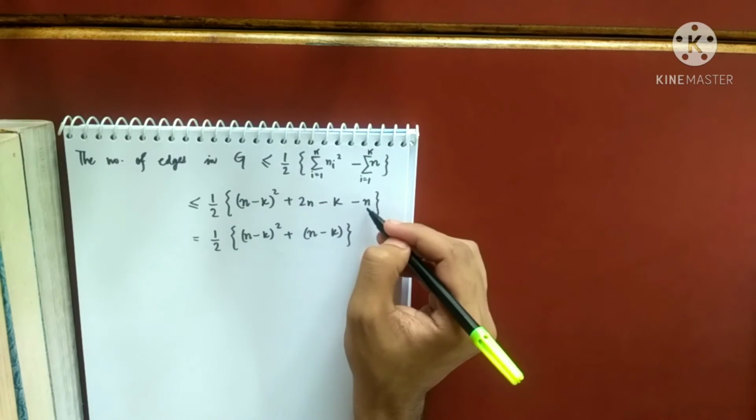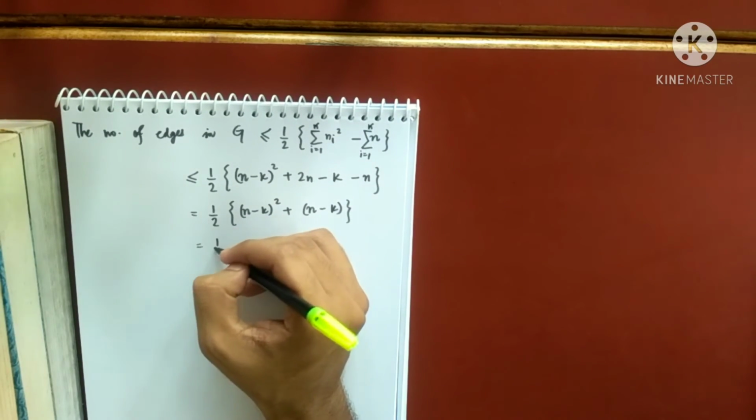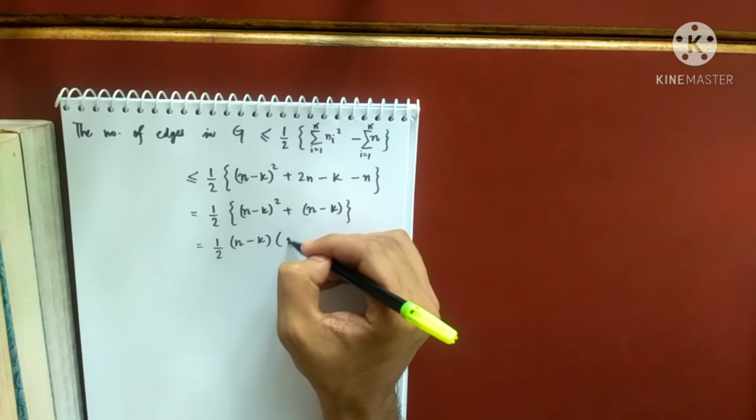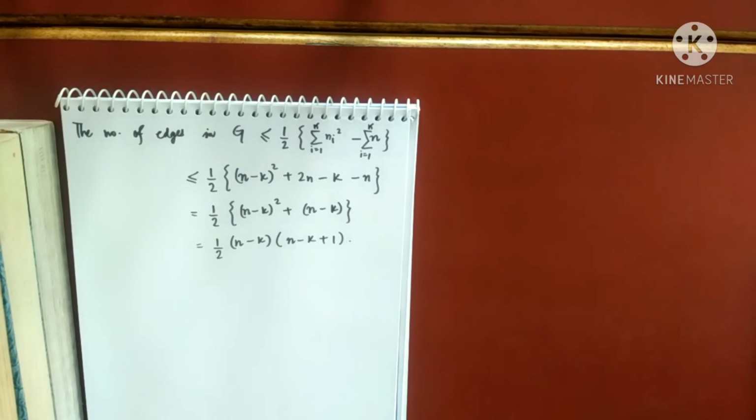So 2n minus n is n minus k. You may take n minus k as common. If I am taking n minus k as common, what am I getting? n minus k plus 1. And this was required to prove.